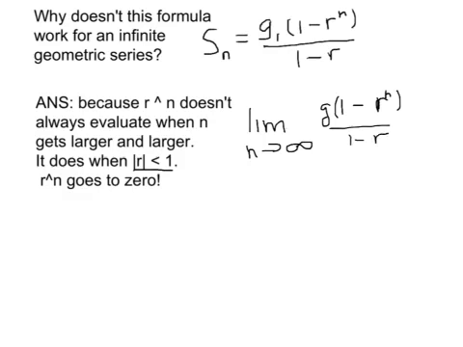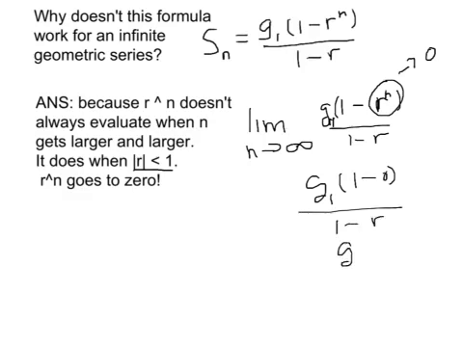So as n gets bigger and bigger, that means that this term right here goes to 0. So what we have for our sum formula is g sub 1 times 1 minus 0 over 1 minus r, or g sub 1 over 1 minus r, when the absolute value of r is less than 1. Okay, so let's use this.